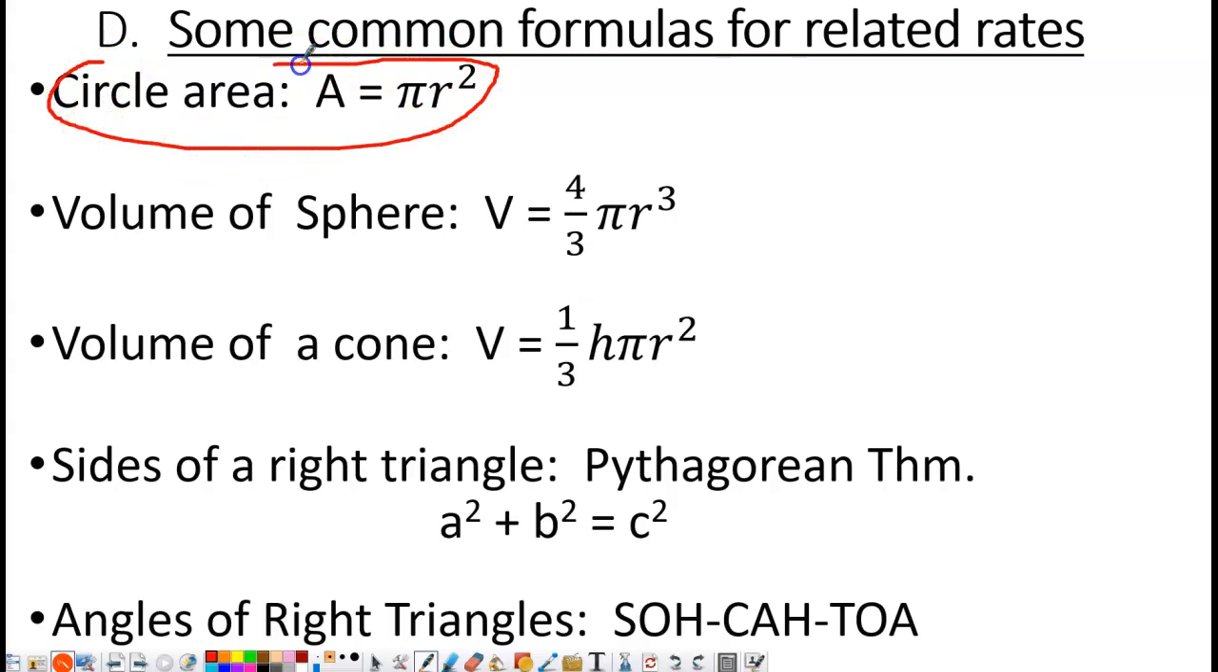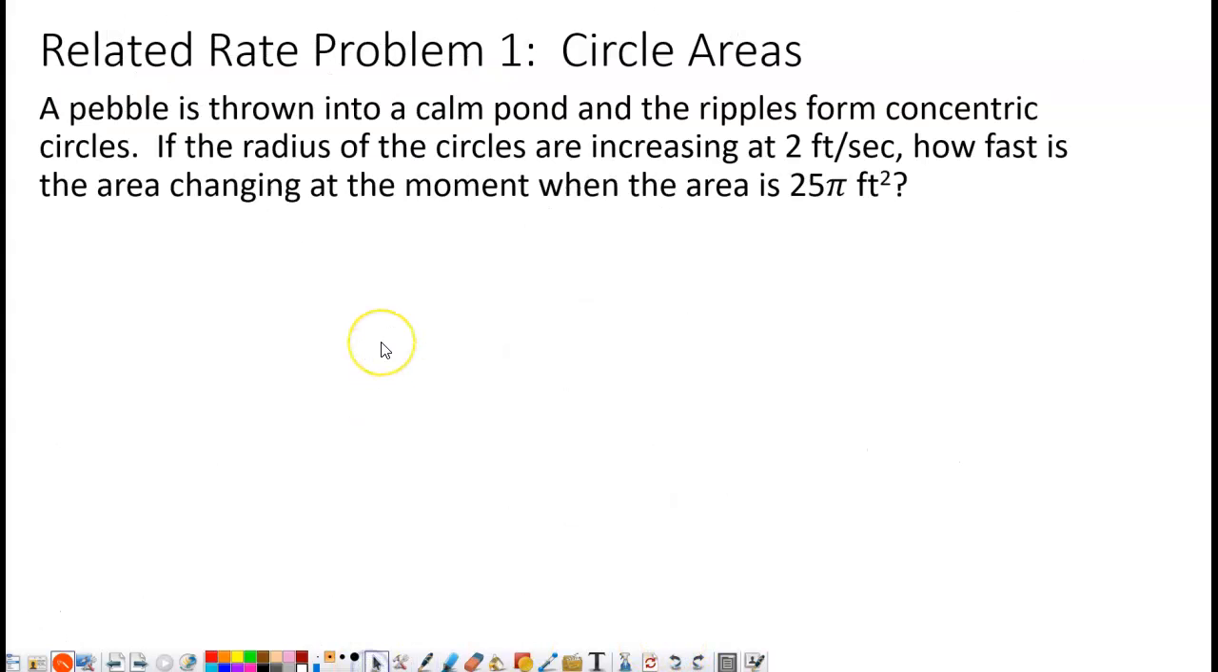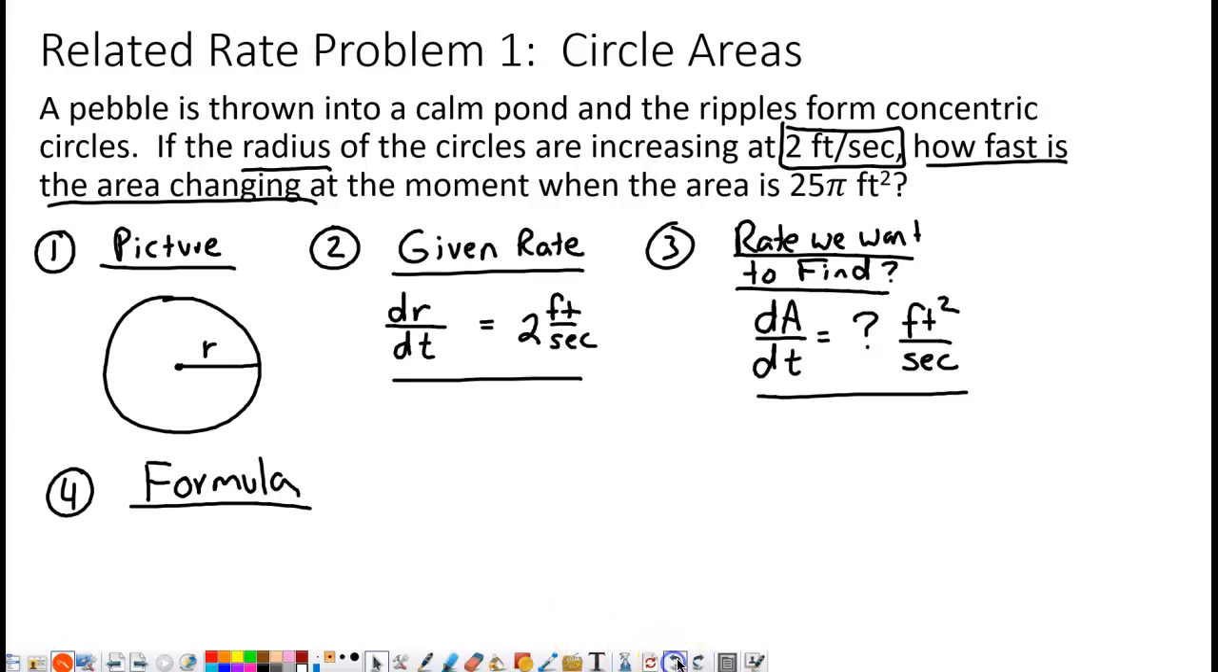There it is. The area of a circle is A equals pi r squared. And does this formula have an A and an R in it? It does. So since we have a formula about circle area that relates the two variables I care about, R and A, that's the formula I'm going to use. So I'm going to use A equals pi r squared because now I have a formula that relates the two variables that I care about.